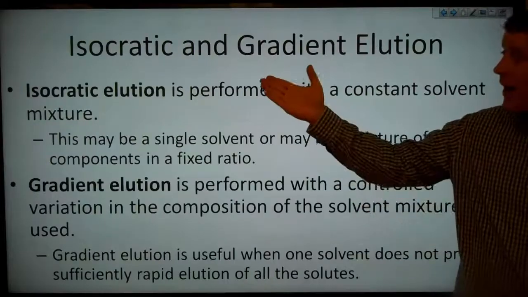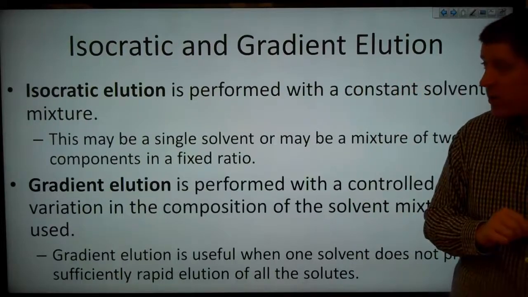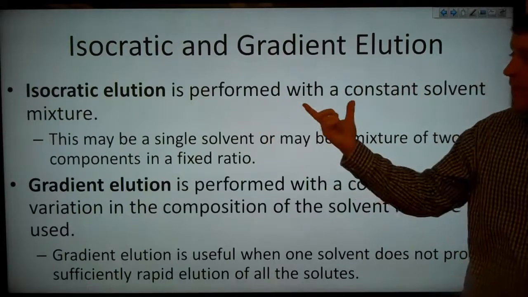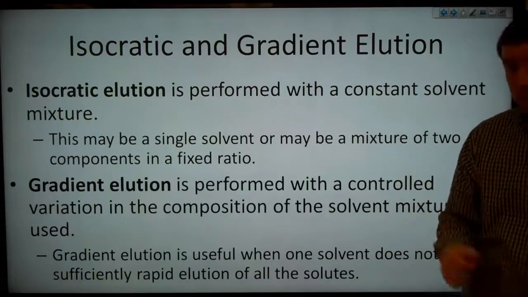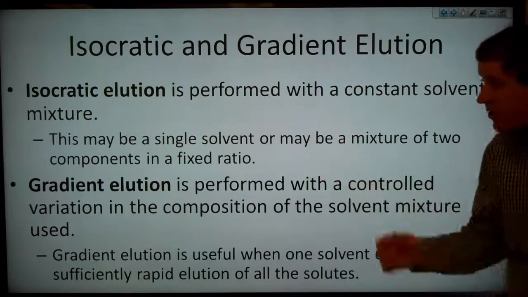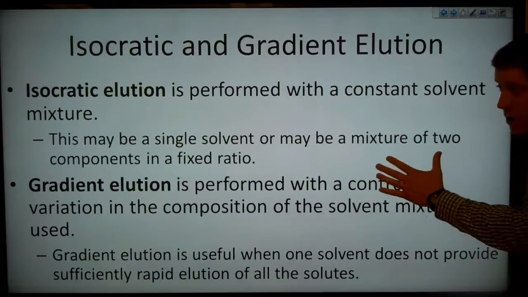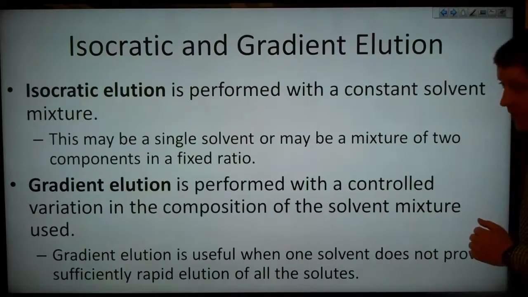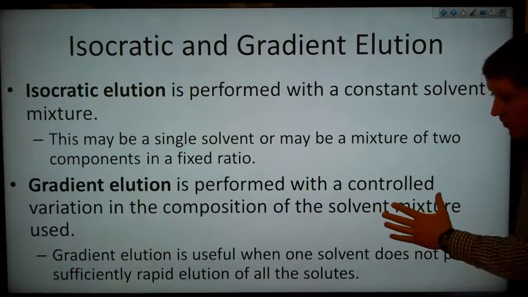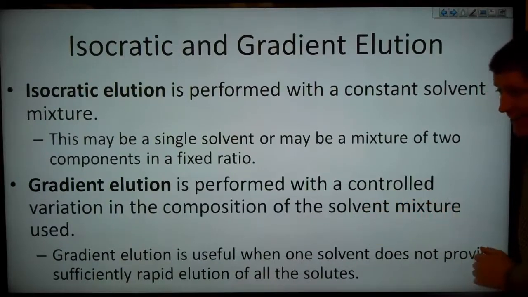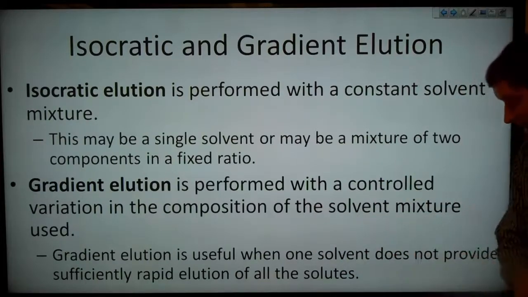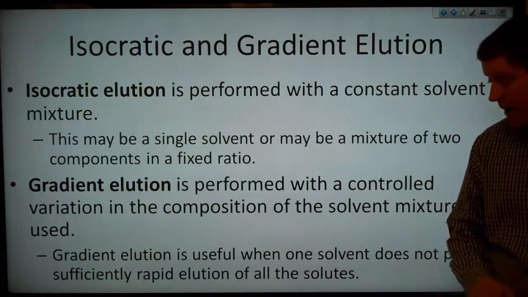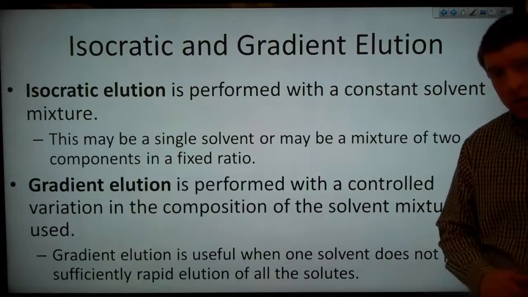And that brings us to isocratic and gradient elution. In isocratic elution, we're performing the chromatography with a constant solvent mixture. And this may be a single solvent, or it may be a mixture of two components in a fixed ratio. On the other hand, gradient elution is performed with a controlled variation in the composition of the solvent mixture that we use. Gradient elution is useful when one solvent does not provide sufficiently rapid elution of all of our solutes.